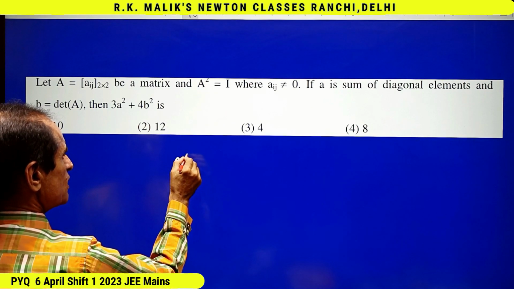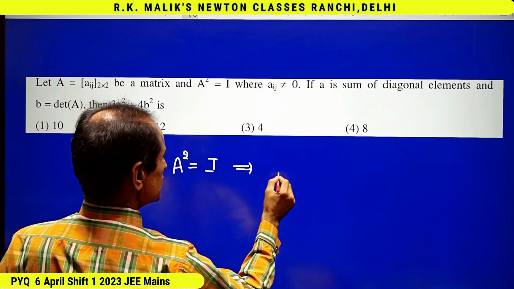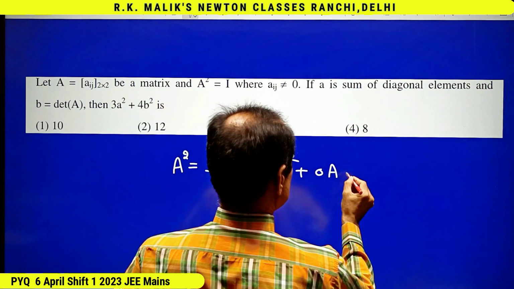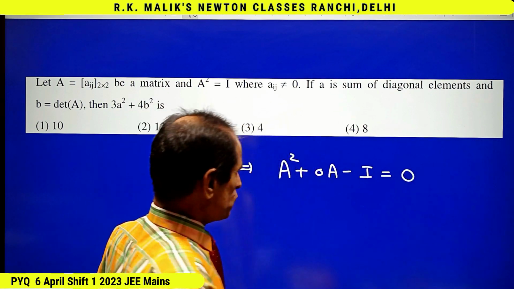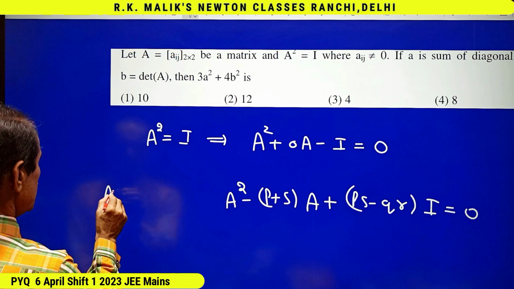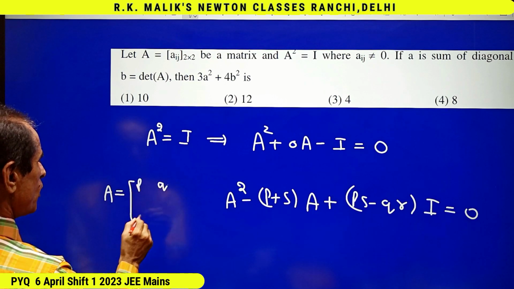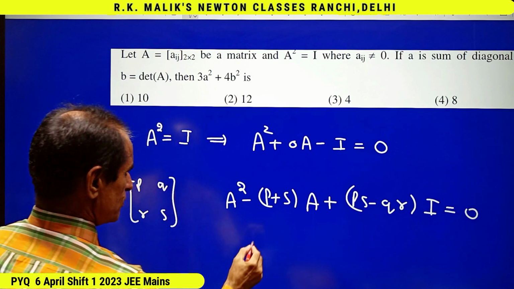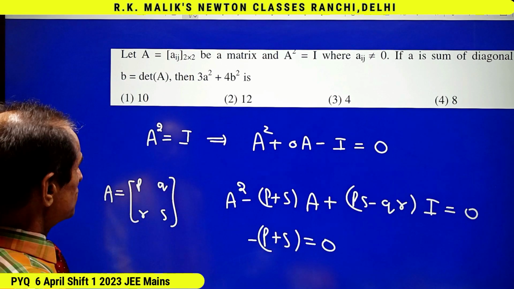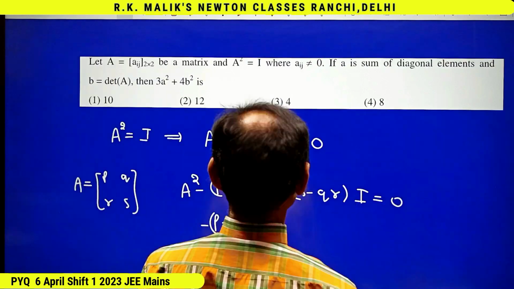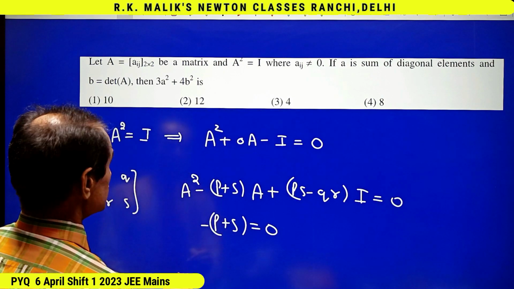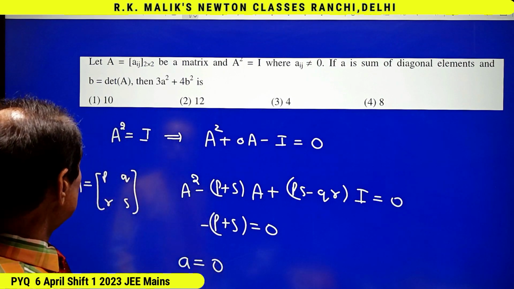Note that A square is equal to I is given to you, means A square plus 0A minus I equal 0. And now comparing this equation and this equation, if A is equal to P, Q, R, S, then I can say minus of P plus S is equal to 0. That is, sum of the diagonal elements is 0. And in the question, it was given that A is the sum of all the diagonal elements. Therefore, I can say the value of A is 0.